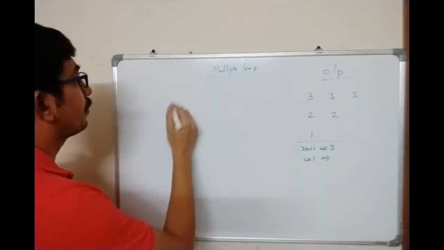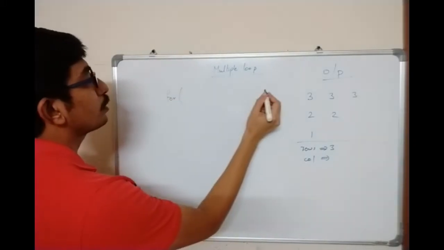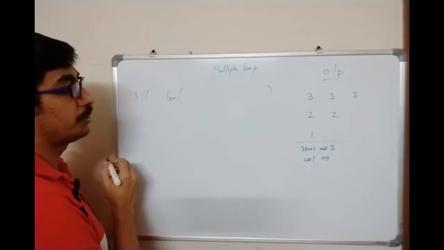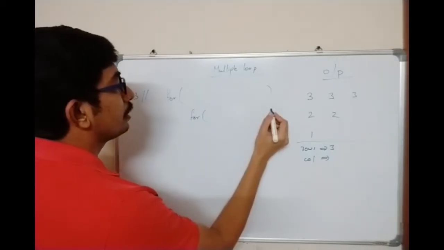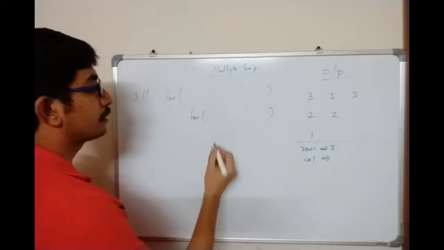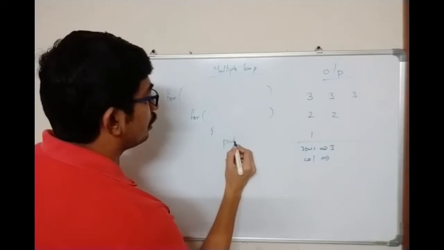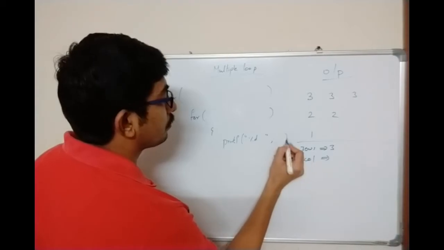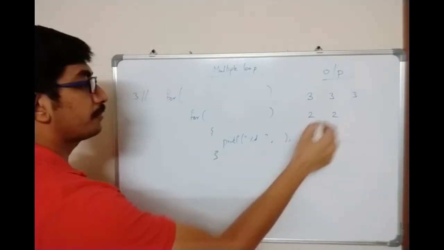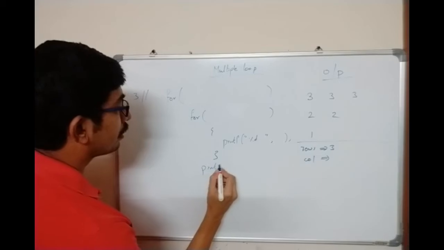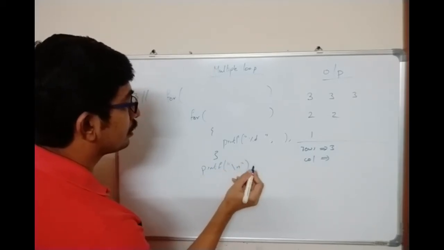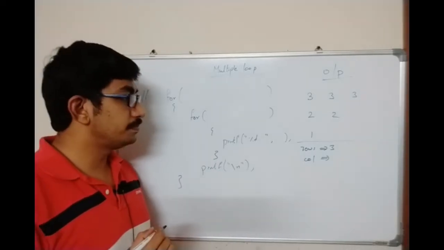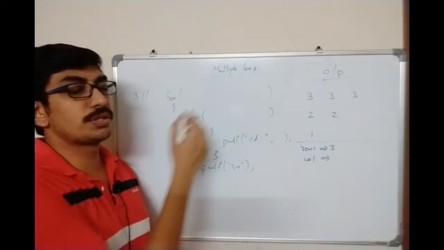So what we can do: first, the outer loop is going to execute 3 times, that we know. There will be a loop for the column, and inside that you are going to print a value with %d and some value, and after each iteration you go to the new line. So this is the outline, and the outer loop is going to execute 3 times.